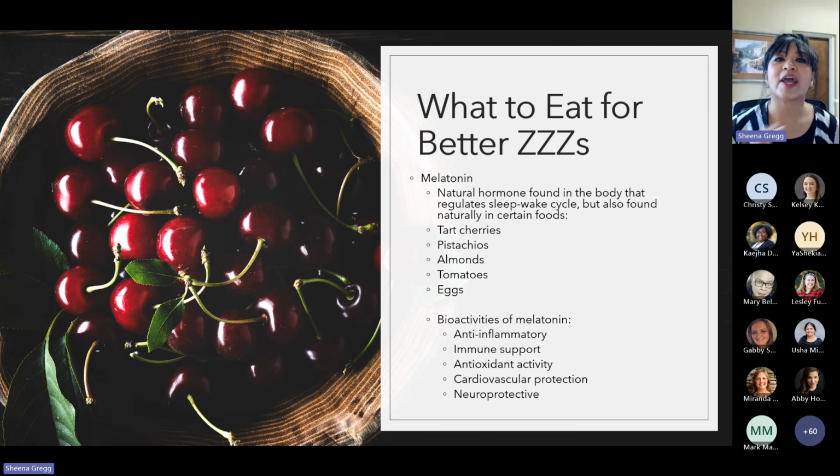When we think about the bioactivities of melatonin, it's anti-inflammatory, it helps with immune support, antioxidant activity, it's neuroprotective. There's also cardiovascular protection as well. So it's nice to know all of the different ways that melatonin can be beneficial for us. And again, I would emphasize getting this from actual food sources and then using the melatonin supplement in more strategic situations.